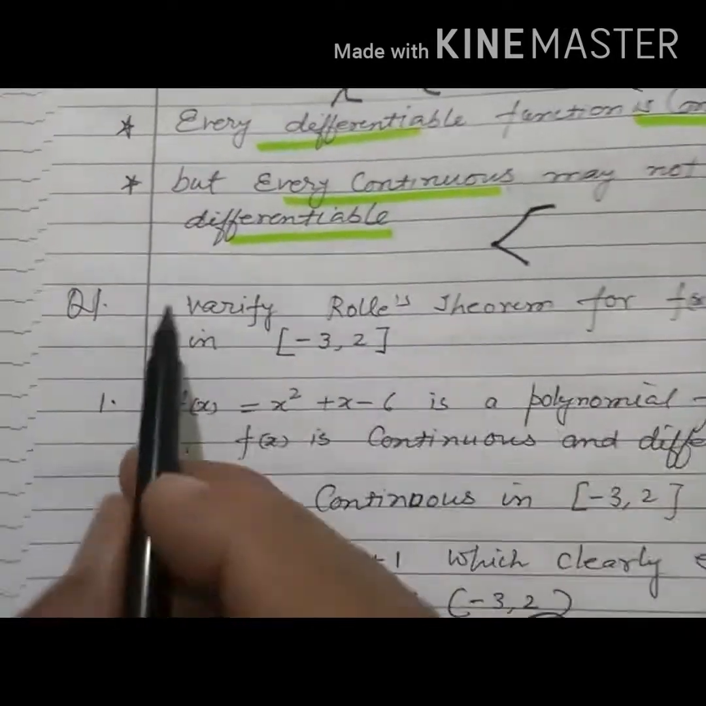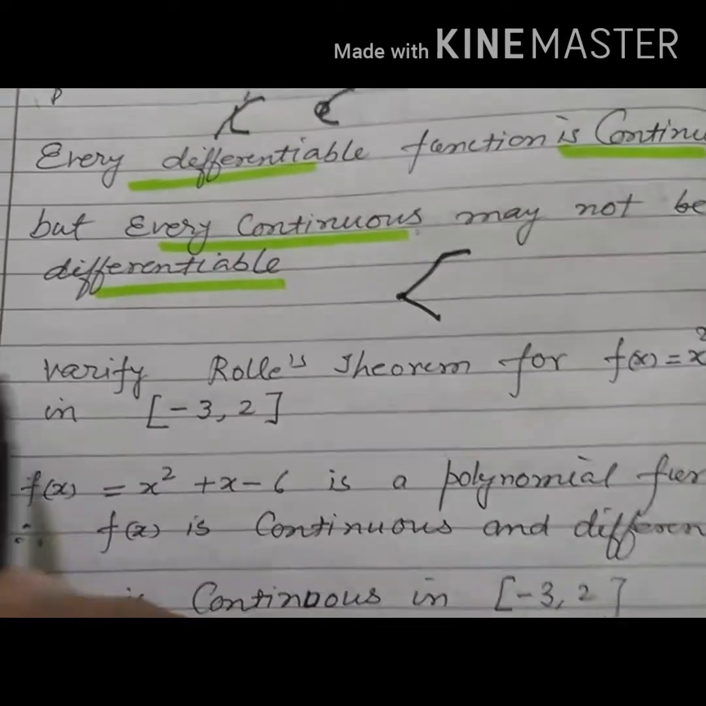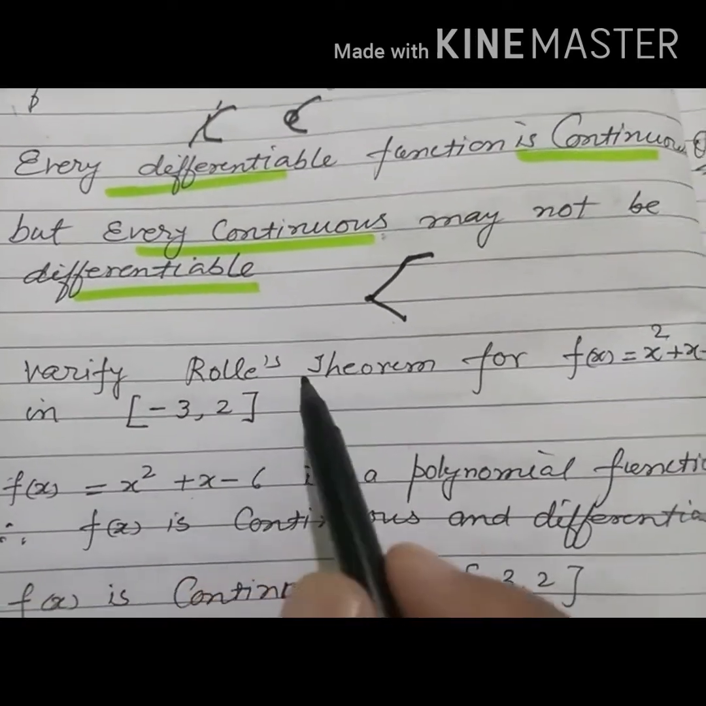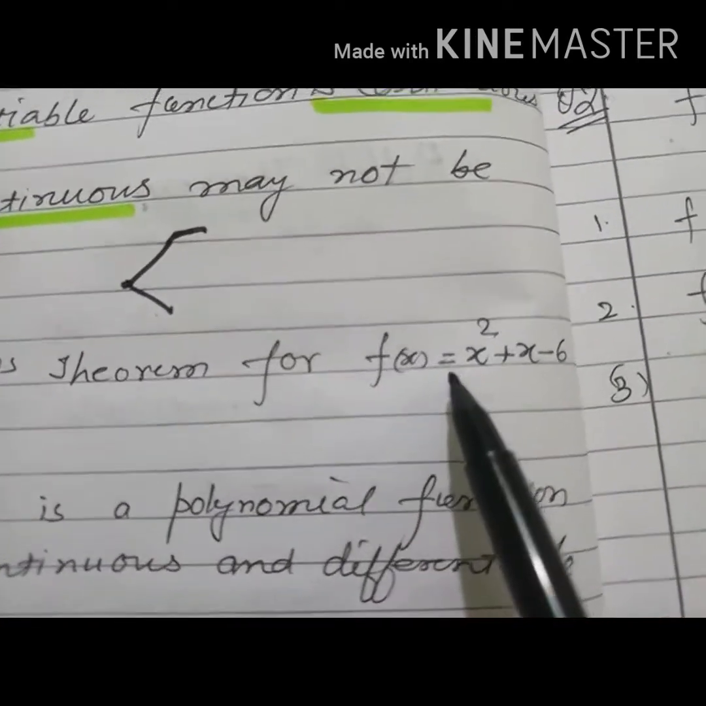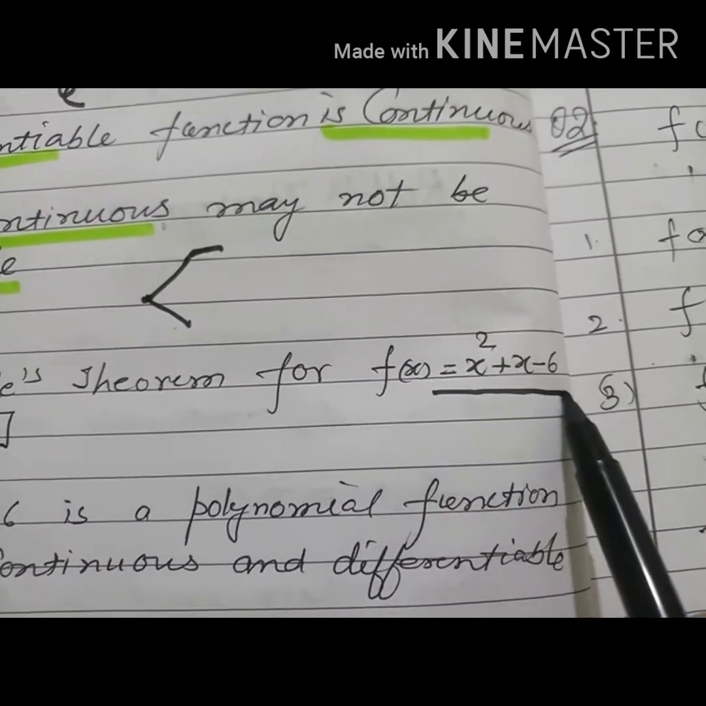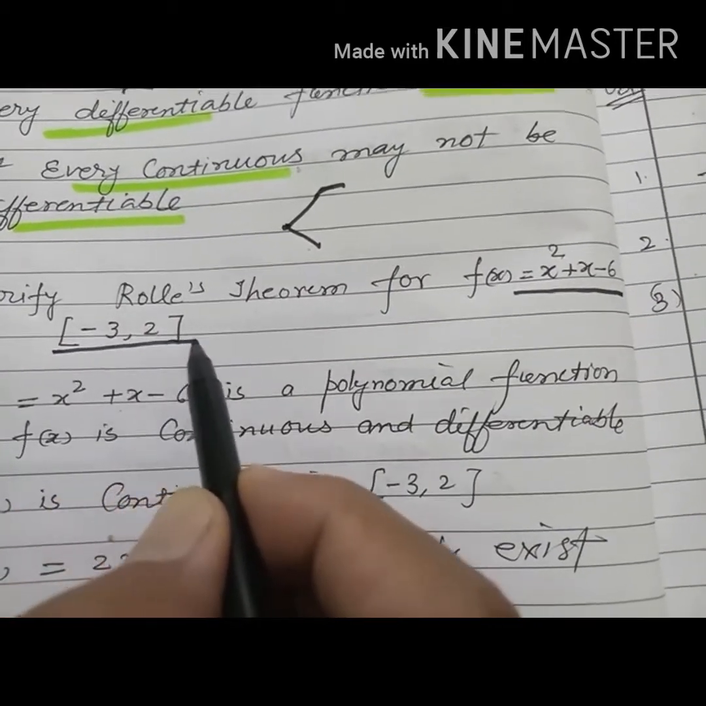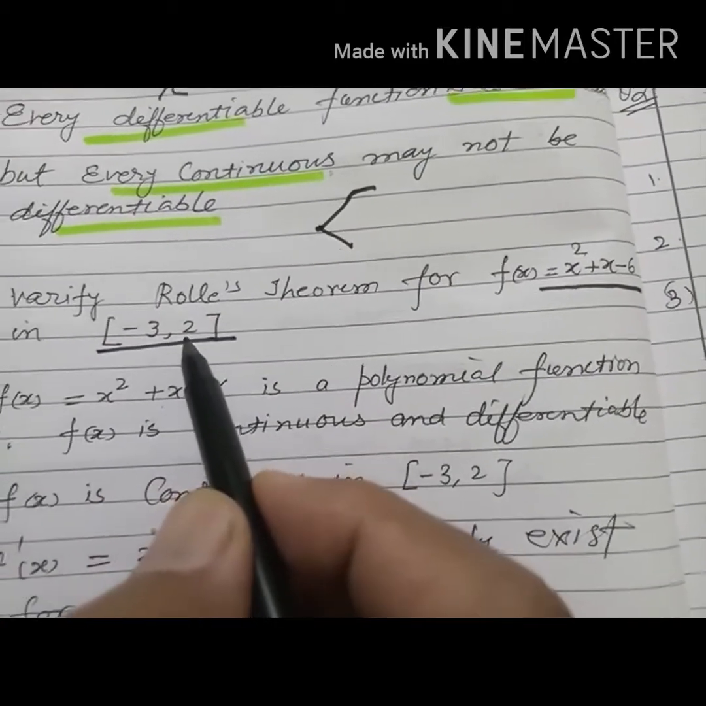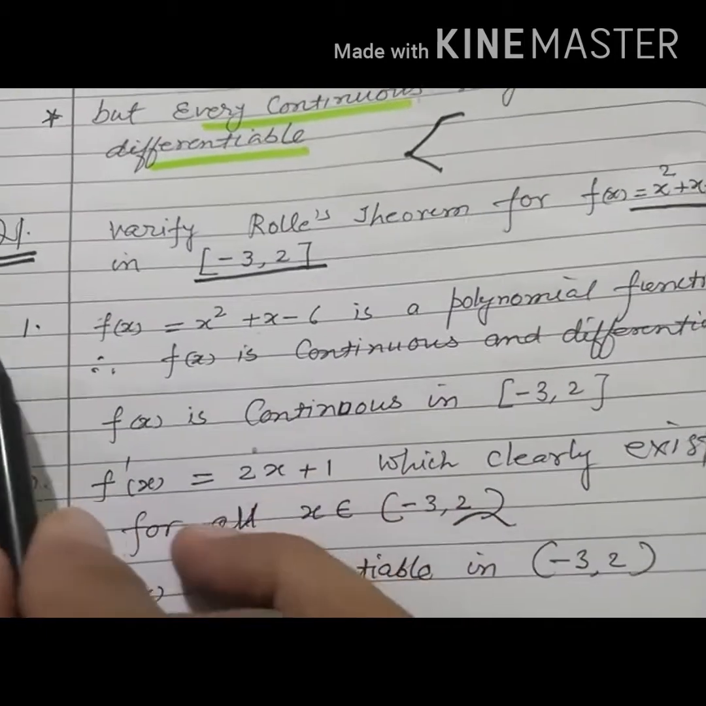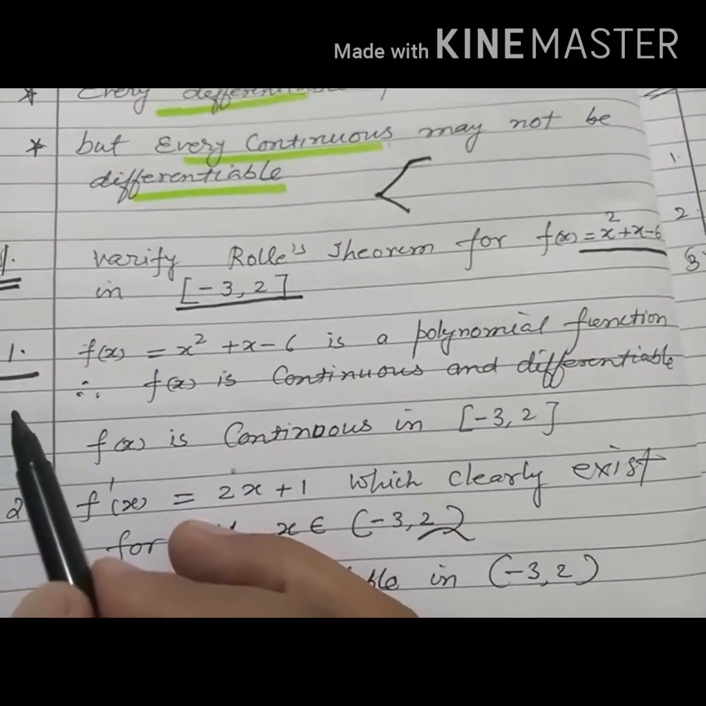Now we take a question here for the verification of Rolle's theorem. Verify Rolle's theorem for f(x) equals x square plus x minus x. And the interval is given as the closed interval minus 3 to 2. What is the first thing it has to satisfy? That is the continuity.